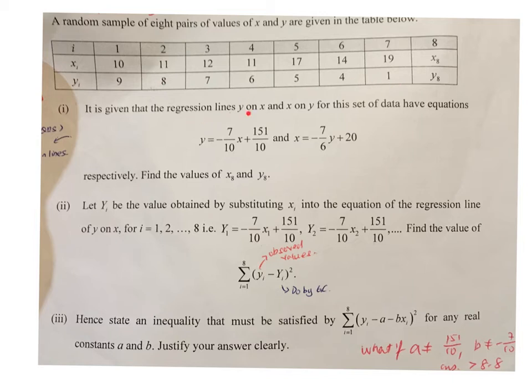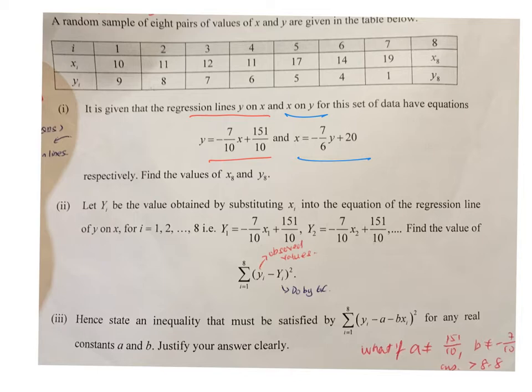So given that the regression line for y on x, and x on y, for this set of data have the equations y equals to negative and so forth, respectively. We're going to find the value of x8 and y8. So how do we go about doing this?